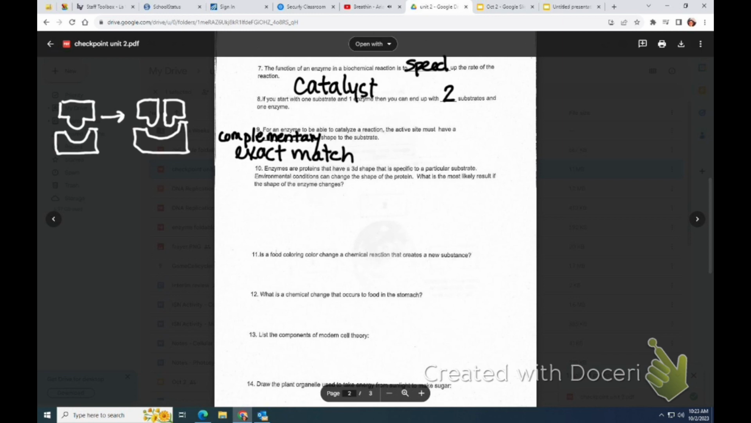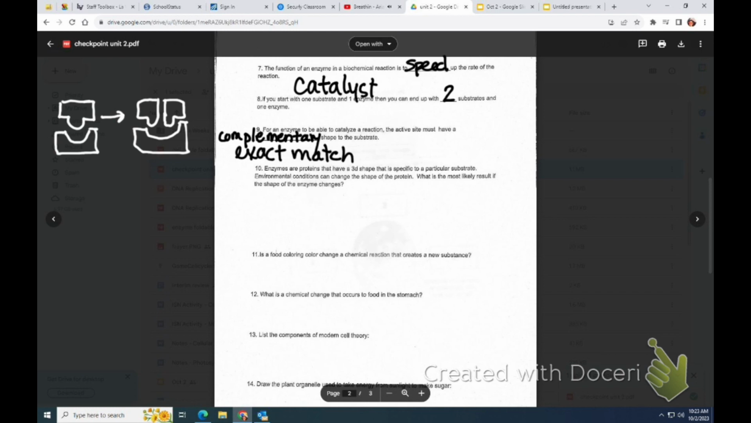Number 10, enzymes are proteins that have a 3D shape that is specific to a particular substrate. Environmental conditions can change the shape of the protein. What is the most likely result if the shape of an enzyme changes? Will it work? No. Okay, that's what I'm looking for.